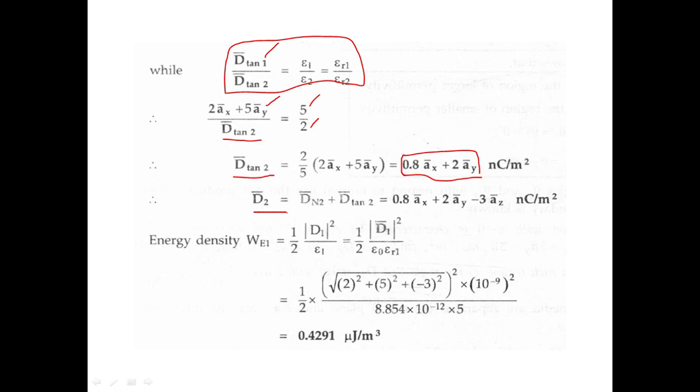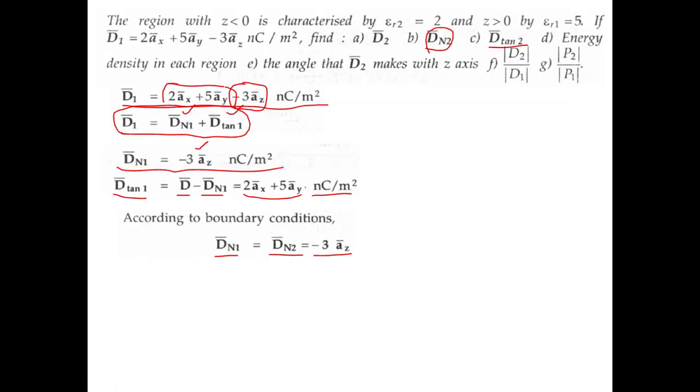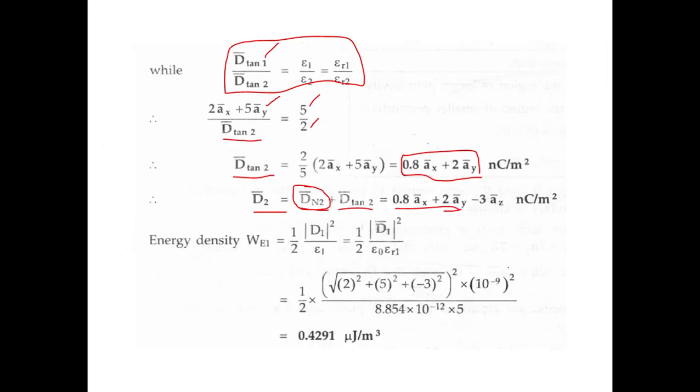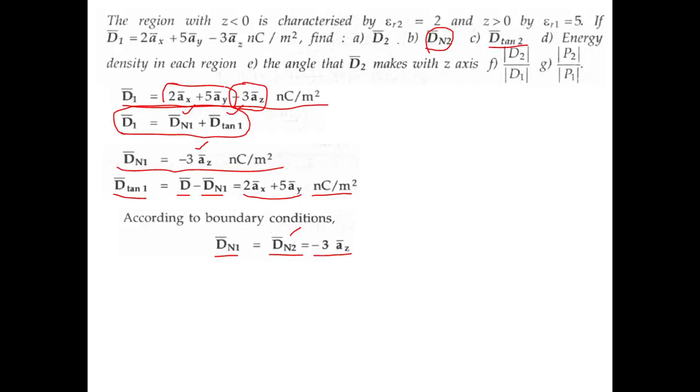Now D2 will have both normal and tangential components. So I'm adding the tangential component here, and we obtained in the previous slide that Dn1 and Dn2 are the same, that is minus 3az cap. So that minus 3az cap comes here, in nanocoulomb per meter square. They have asked for D2, which is the first part, and we have obtained that.